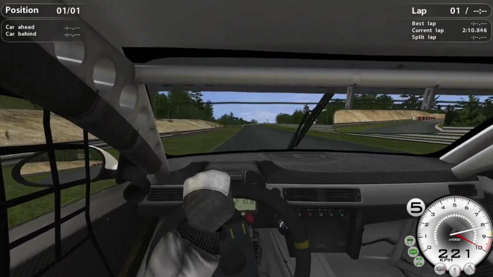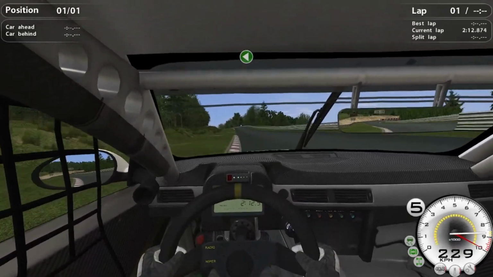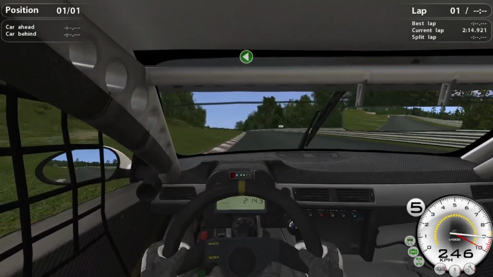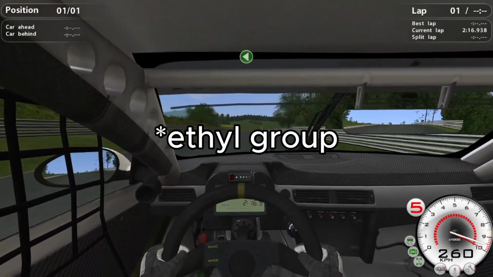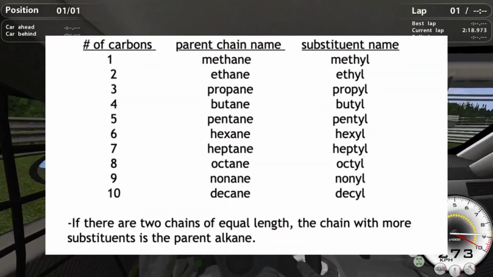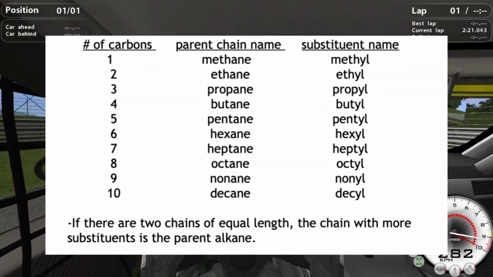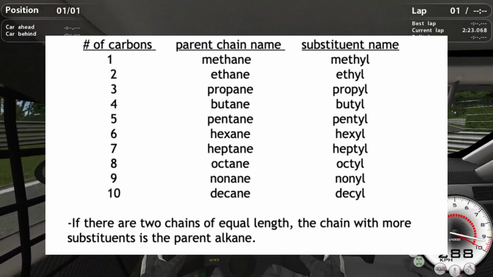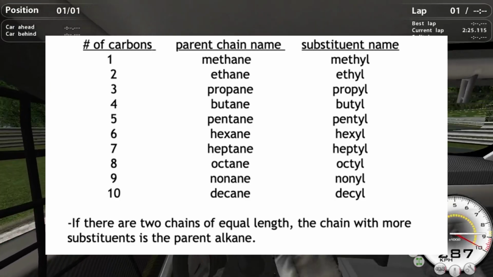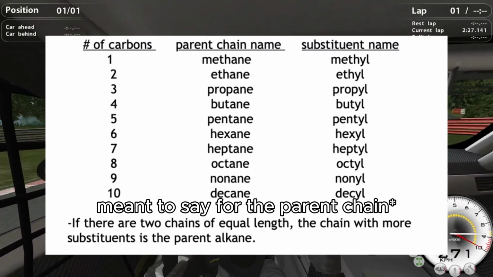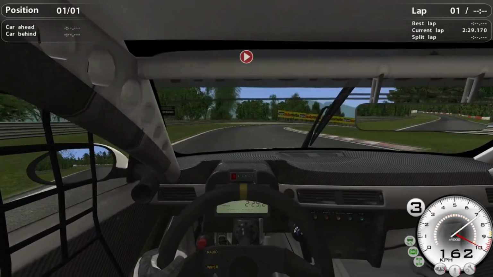So I'm gonna give you a nice table or two, actually. One of them is for the branch numbers, and the other is for the number of carbons in the main chain, for the prefix, right? So anyways, let's get into alkenes.